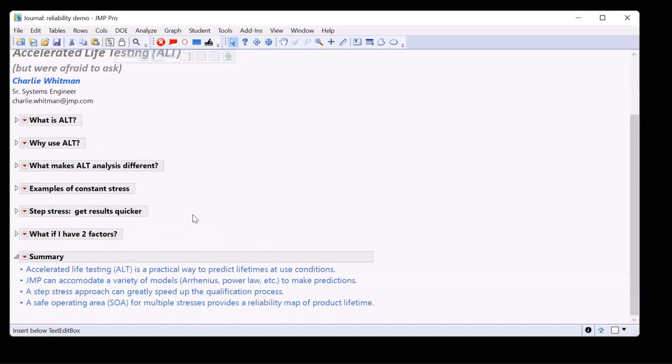So that ends my demo. I think I've shown you some stuff about accelerated life testing. Shown you a variety of different models, the Arrhenius and the power law models. We talked about the step-stress approach. It can really greatly increase the speed of the qualification of a process. And I showed you a safe operating area as a way of taking into account multiple stresses. Then it will give you a reliability map of product lifetime. Something like a response surface from the DOE. It's the same idea.